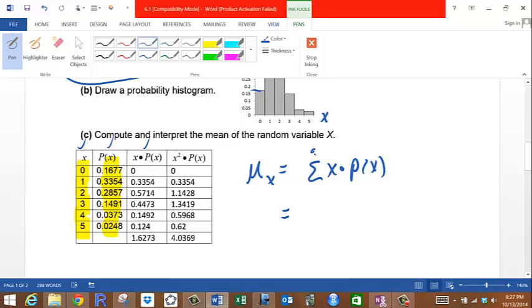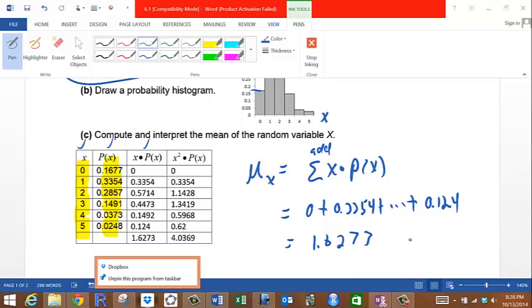So we're going to add all these up here, 0 plus 0.3354 plus all the way down to 0.124. And we take the sum of that and we get 1.6273. And that's the mean. This is the mean of a discrete random variable.